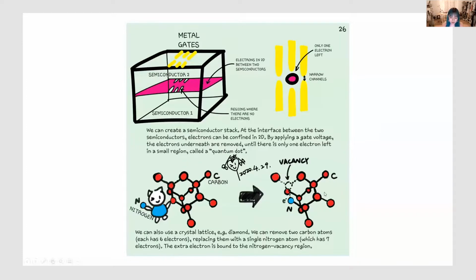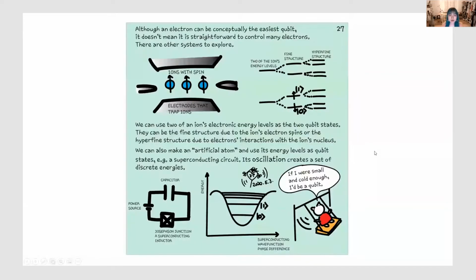But you can also trap electrons in crystal lattices. Here is an example using a diamond. You can actually get a vacancy, replace one carbon with a nitrogen atom, and also carve out a carbon that would create a nitrogen vacancy center that can trap some electrons there. You can also use that.